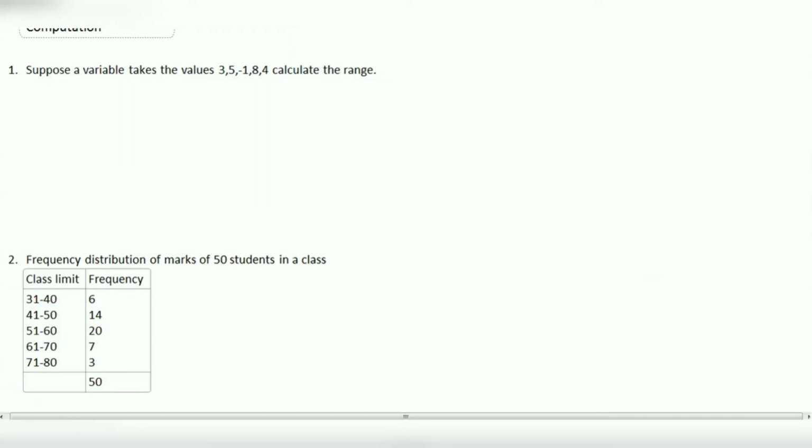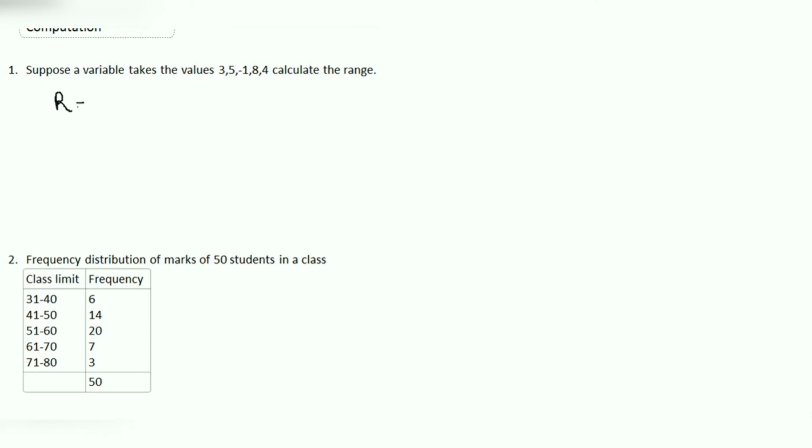Suppose a variable takes the values 3, 5, -1, 8 and 4. Then calculate the range. The range is denoted by capital R, and it is the difference between the largest value and the smallest value. Here in our data set, the largest value is 8, so 8 minus the smallest value, which is -1. So 8 minus (-1), that means 8 plus 1, is equal to 9. So the range of this data set is 9.